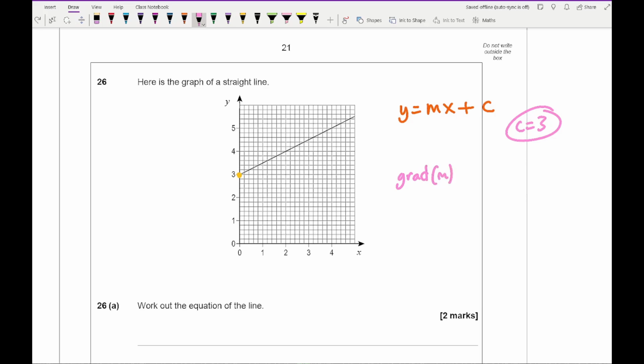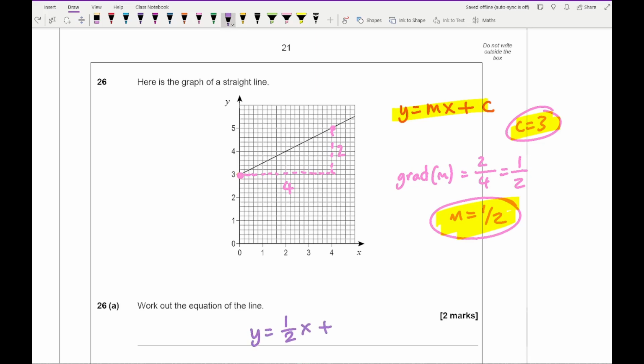So the next thing for me then to do is to work out the gradient, which is m. So here if I pick two nice coordinates, so I'm going to go for these two coordinates here. And the gradient is the distance up, which is 2, divided by the distance across, which is 4. So it's 2 divided by 4, which is a half. So m equals a half. Then if I substitute these two numbers into y equals mx plus c, I get an equation of y equals a half x plus 3.